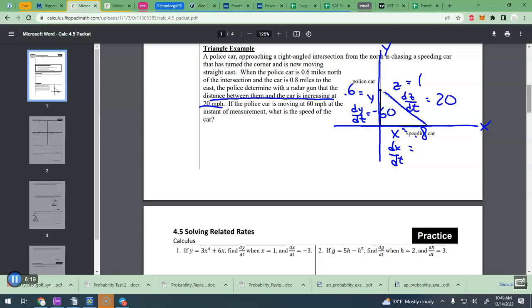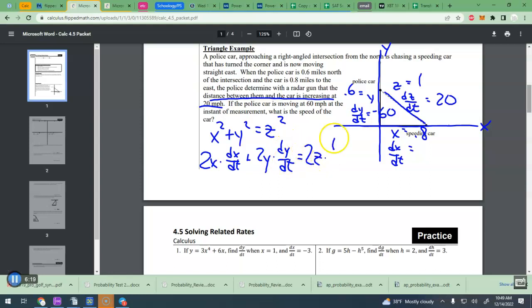So my next job: that's my picture. I labeled everything, and now I want an equation that relates all of those things. What's an equation that relates x, y, and z in a right triangle? It's going to be your Pythagorean theorem. X squared plus y squared equals z squared. Take the derivative of everything, and when you take the derivative of a variable, multiply it by d whatever over dt.